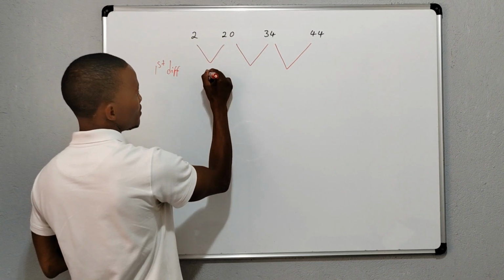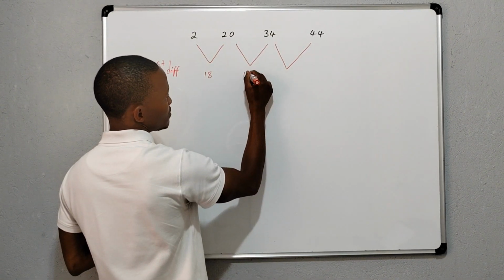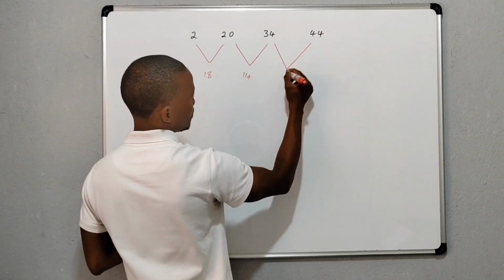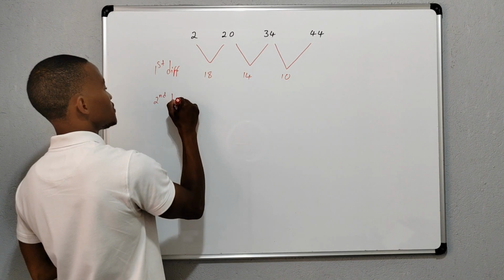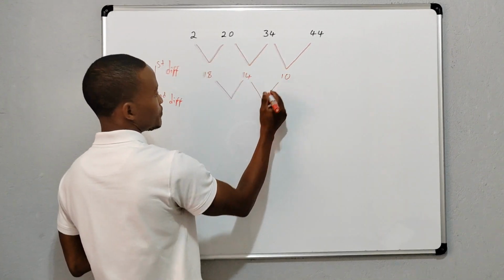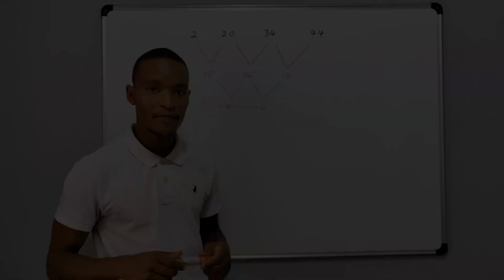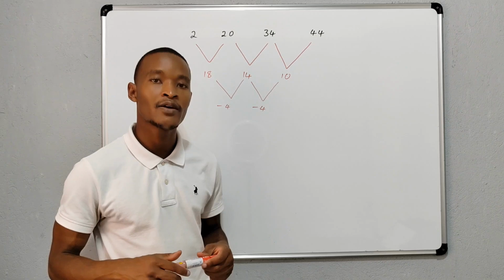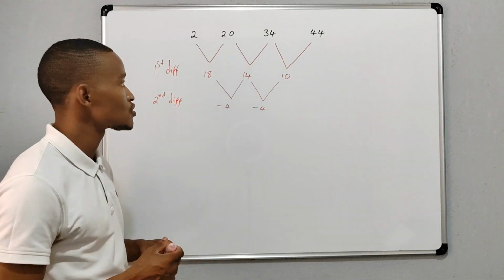What is happening there? We have 18. What is happening there? That is 14. And there, what is happening? That is 10. So our second difference is what? Negative 4. Okay, and the first question that is asked is to write down the number of passengers that will be on the 5th stop.